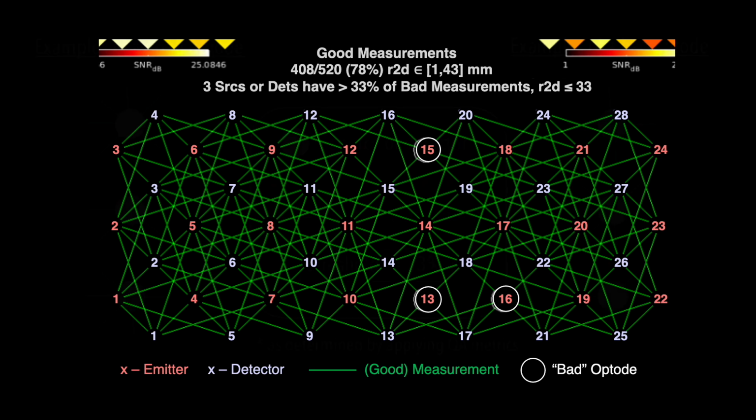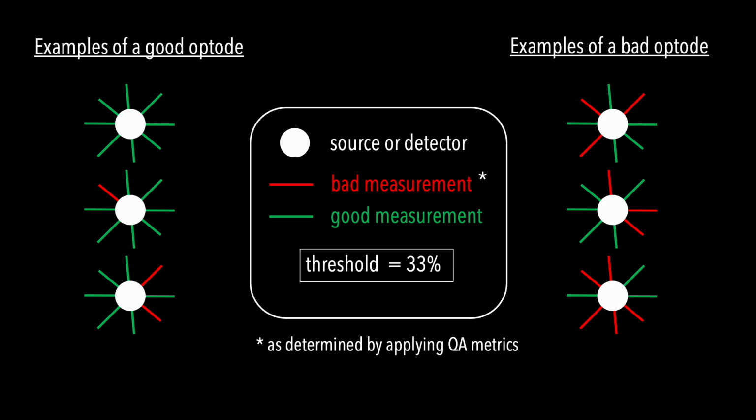The distribution of good and bad channels is then used to identify bad optodes. Specifically, an optode is flagged as bad if more than 1/3 of the measurements it participates in were flagged as bad. That is, 1/3 of all detectors if the optode is a source, or 1/3 of all sources if the optode is a detector. The threshold can be changed in the processing script to be less or more stringent, but 1/3 has been found to give good results in practice.